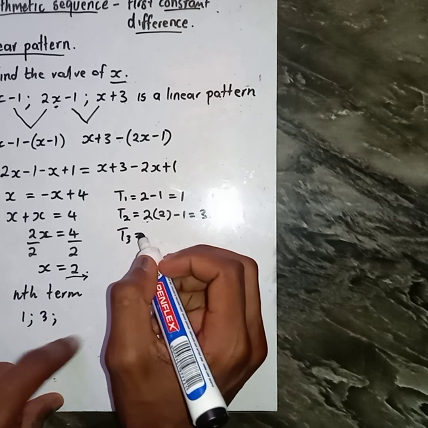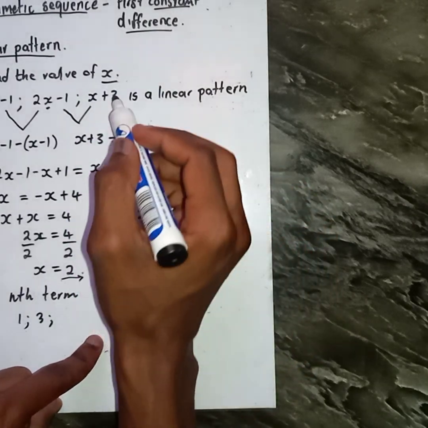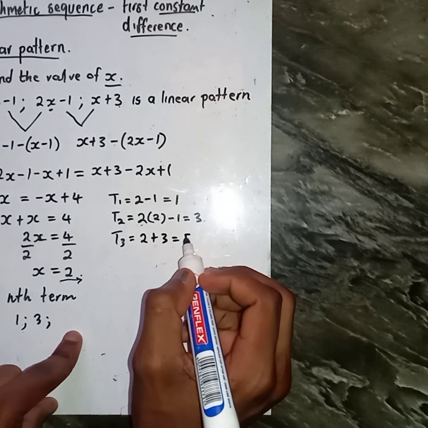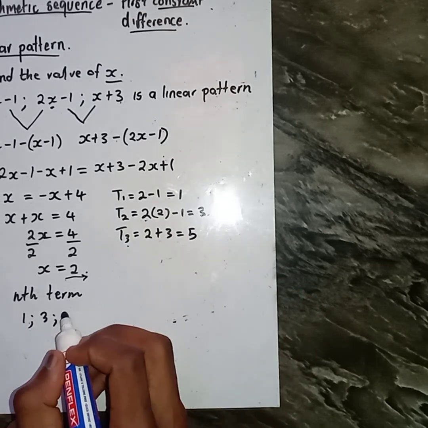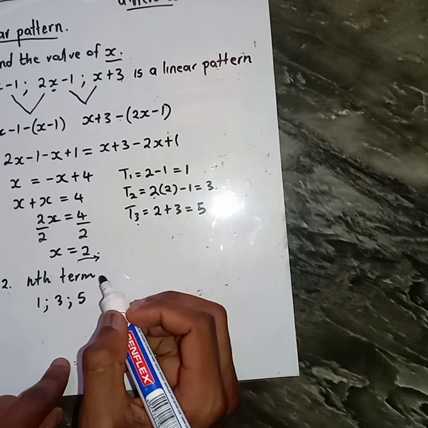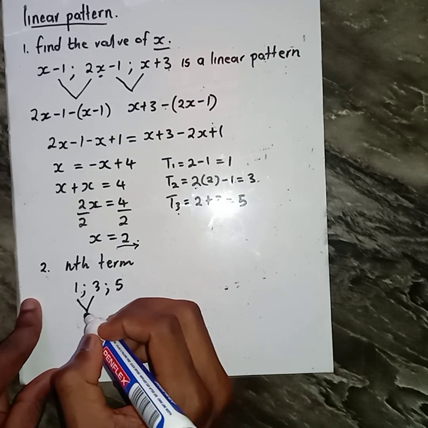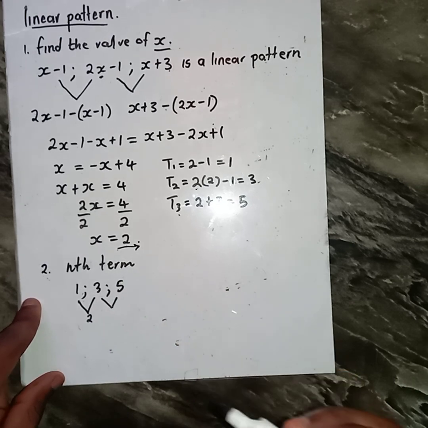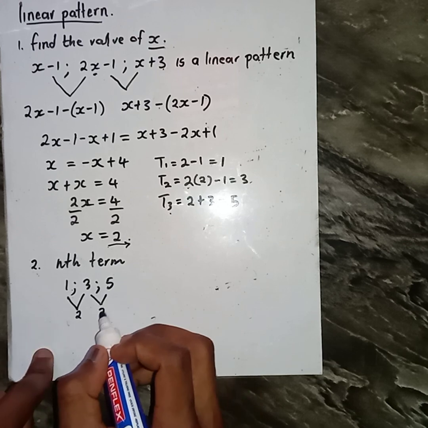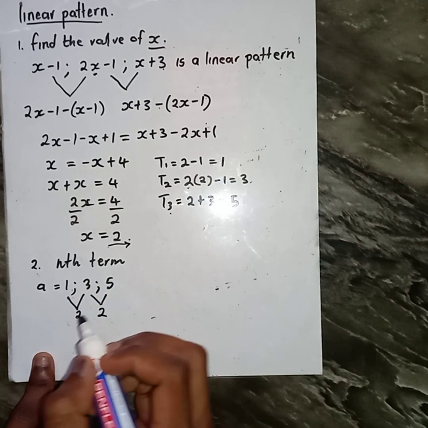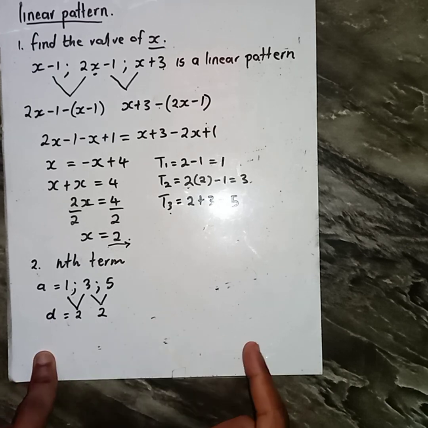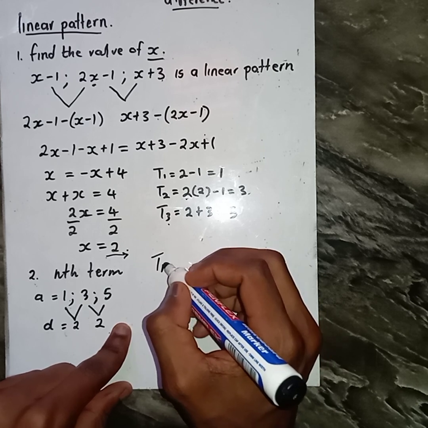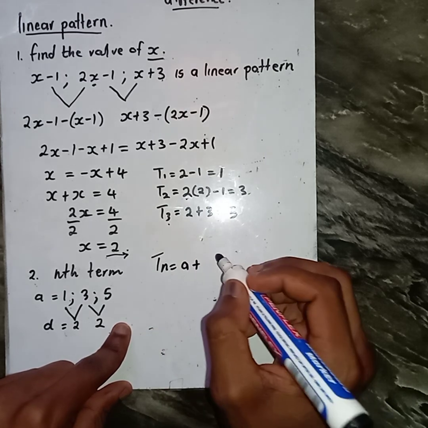Then for term 3, I take x plus 3. Where I see x, I plug in 2 plus 3. Then term number 3 is going to be 5. You see? So simple. Then let us find our difference. It is 2. Yes. 5 minus 3, we get 2 as well. Then now we have the A value, we have the D value. We can then work out our nth term. We know that the general formula is given by this.